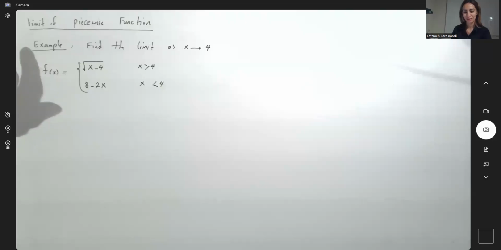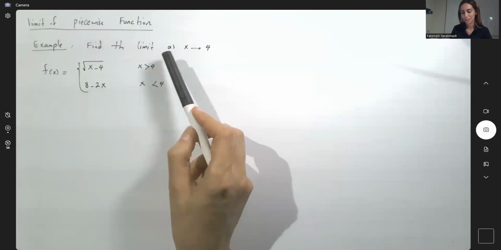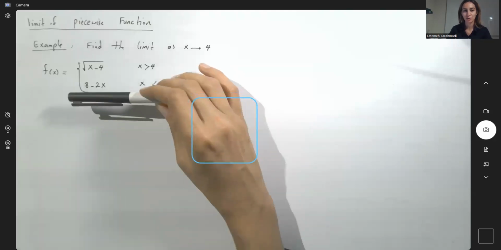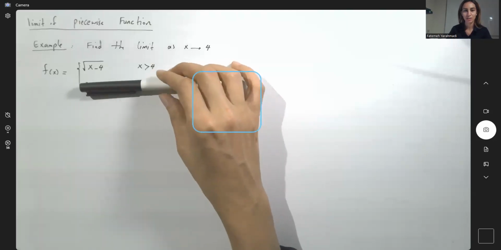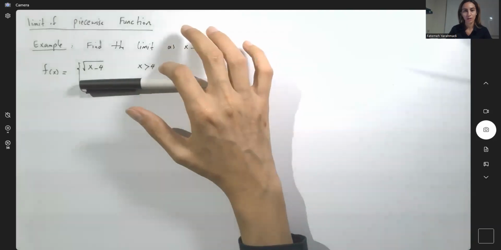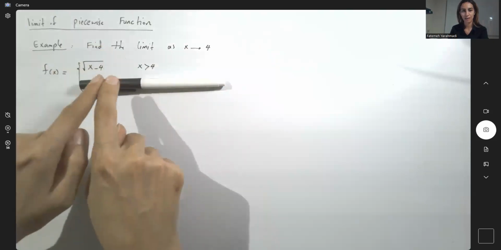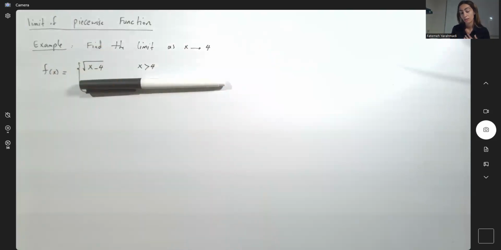So we're going to talk about the limit of piecewise defined functions. In this example, the question says, find the limit as x approaches 4. The function given to us has two pieces. One piece is defined for x larger than 4. When x is larger than 4, we have a square root function.